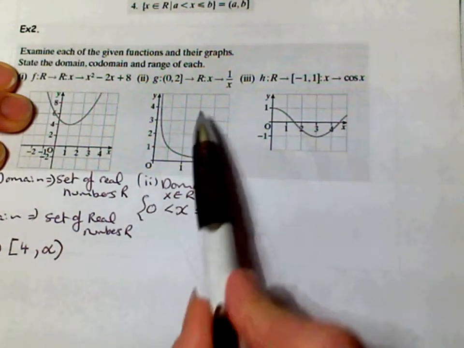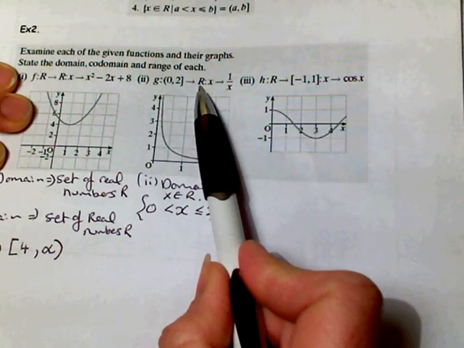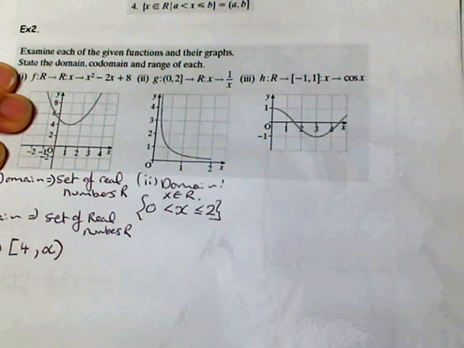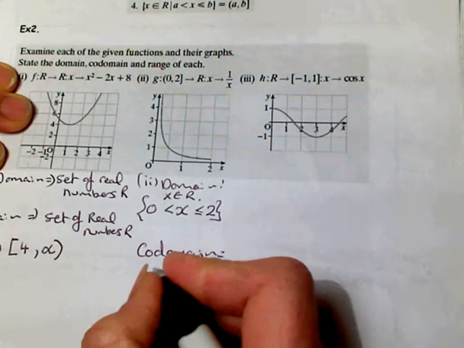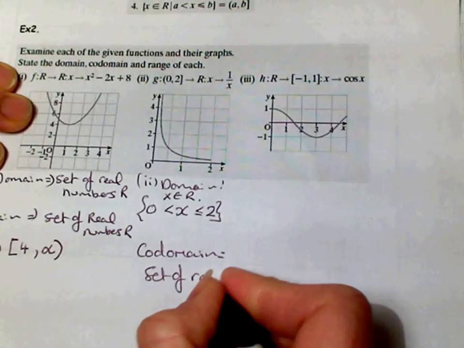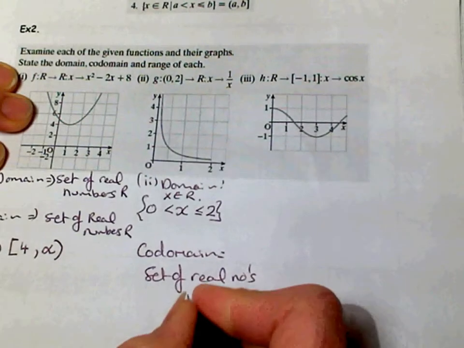Now your codomain is easier to find because your codomain is here, and it's the set of real numbers R.